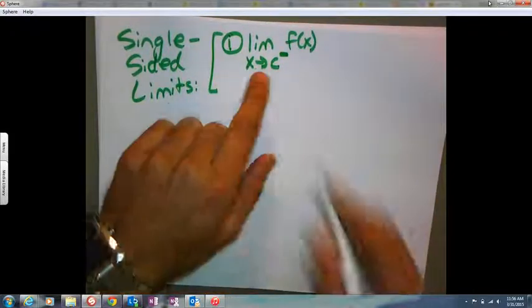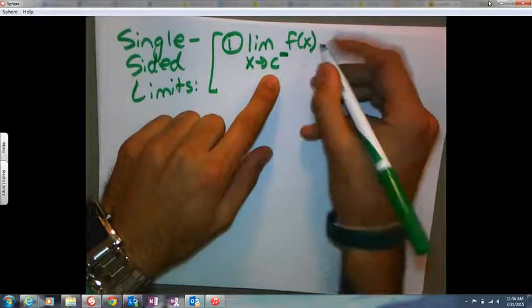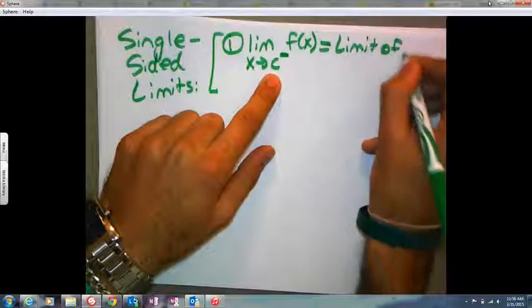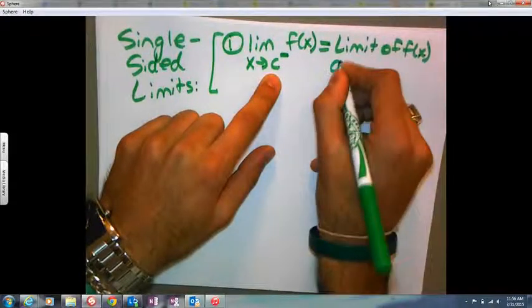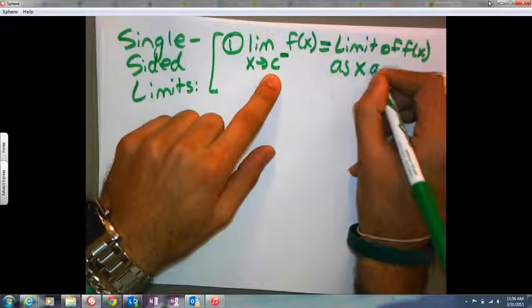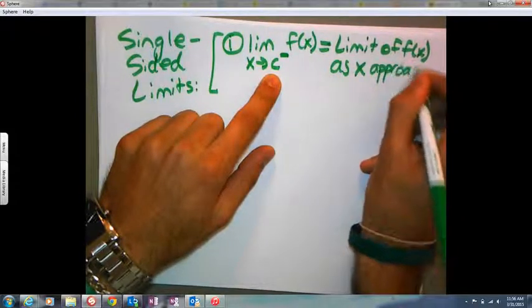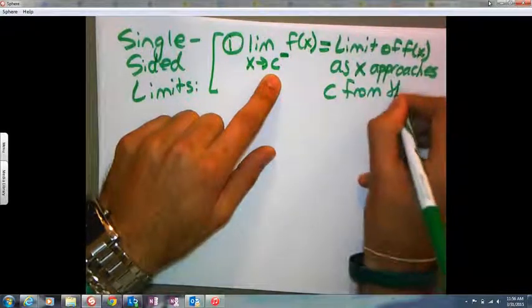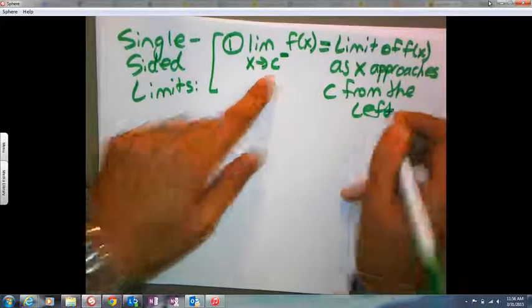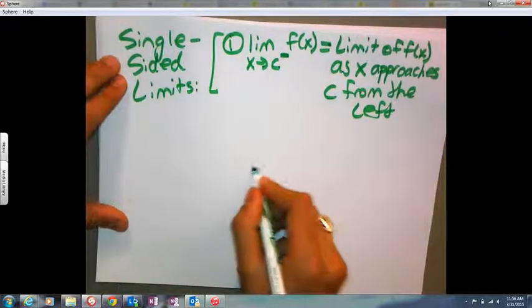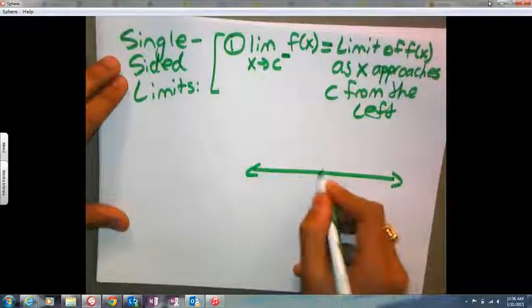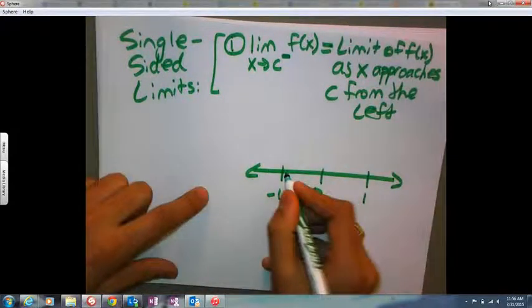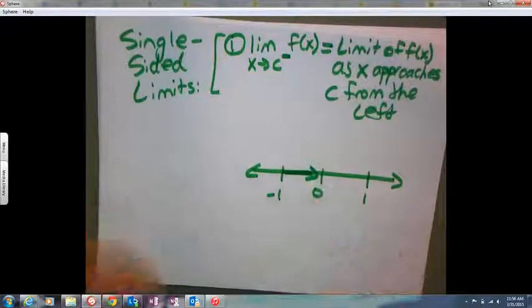So in words, the limit of f of x as x approaches c from the left. So thinking back to our number line here, 0, -1, 1. This is coming this way.